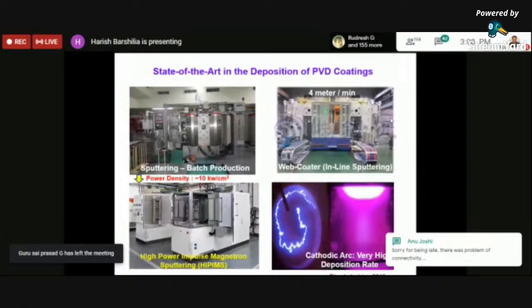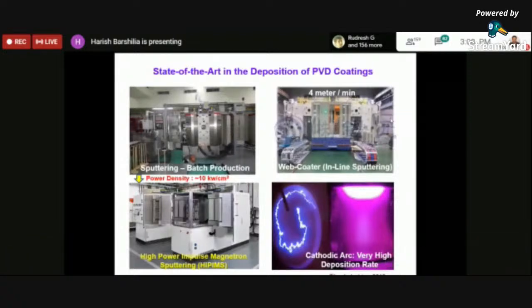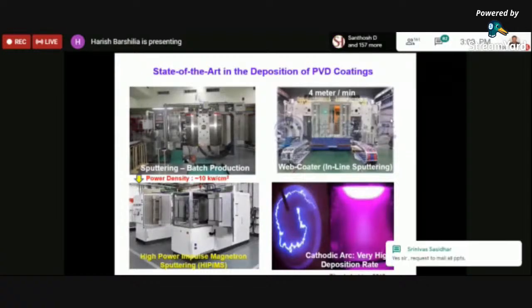This is a typical industrial system wherein about 10,000 cutting tool inserts or drill bits can be coated. So there are state-of-the-art facilities which can be used to develop these kinds of new materials. These technologies are very common. If you come to Bangalore, you'll find that in Peenya there are lots of these kinds of systems wherein these PVD coatings can be applied for various applications.